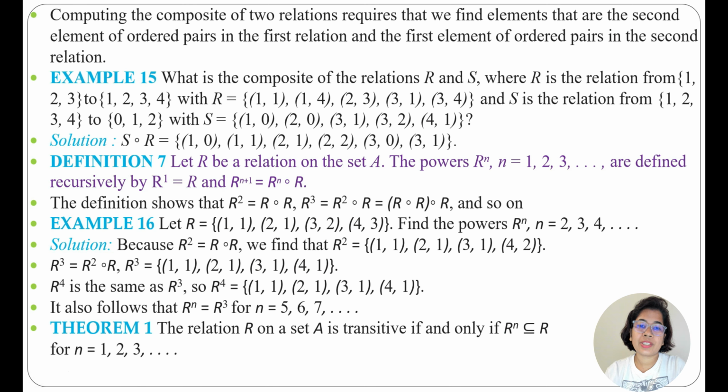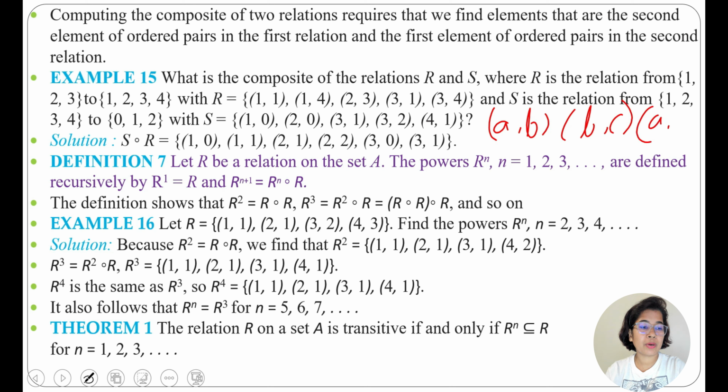If R^n is a subset of R, then we can say a relation is transitive. I already discussed transitive in the previous lecture: if (a,b) belongs to the relation and (b,c) belongs to the relation, then (a,c) must belong to the relation. That's about transitive. With this, I am finishing this chapter. Here I discussed relations, types of relations like reflexive, symmetric, transitive, combining relations, composition of relations, and power of relations.